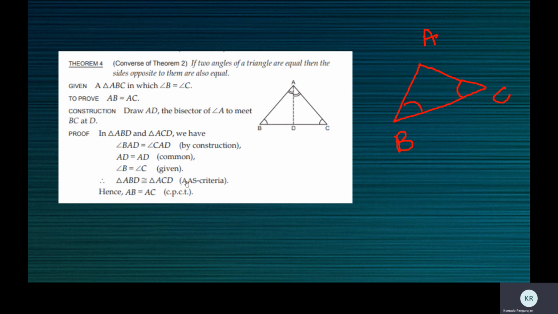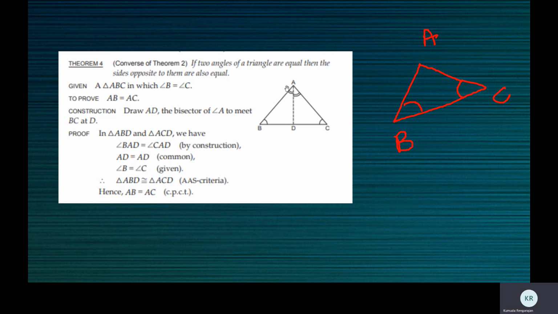Now, how do you write that the two triangles are congruent? Vertex A of this triangle goes with vertex A of this triangle, so A for both triangles. B of the first triangle goes with C of the second triangle. And the third vertex is D for both. So triangle ABD is congruent to triangle ACD. When you say ABD, you must say ACD.